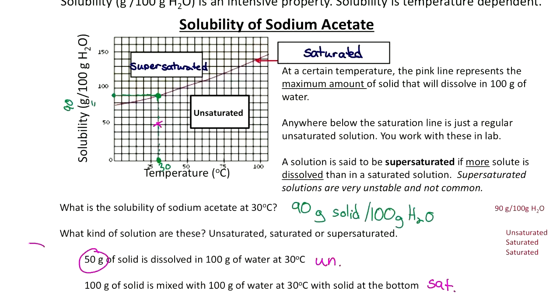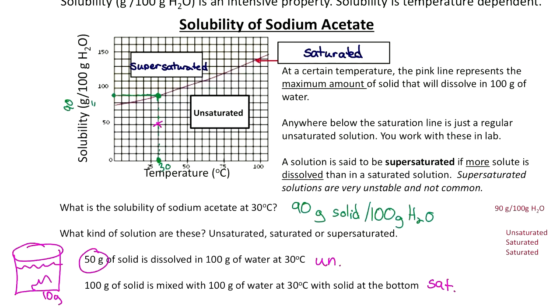So what this picture would look like is we have our 100 grams of water. We know that this solution maximum can hold 90 grams of solid. So how much solid is going to be sunk at the bottom? 10 grams, all right? 10 grams is the excess that that solution cannot hold. And so it's just gonna be stuck at the bottom, right? And that is a saturated solution.